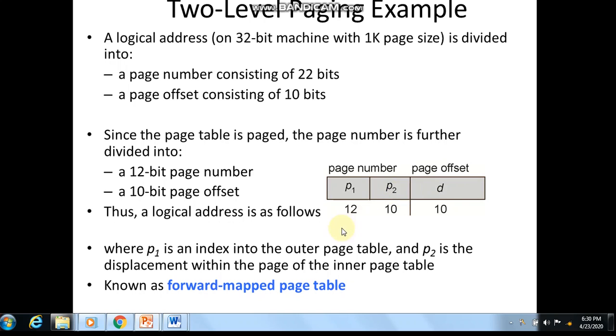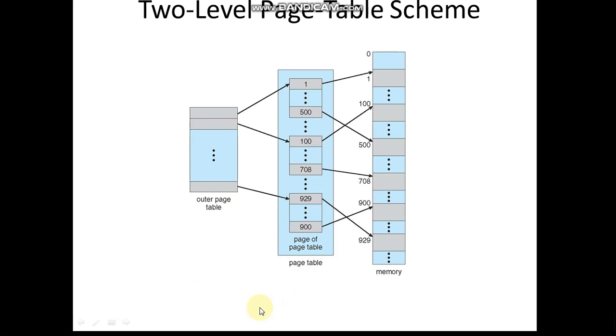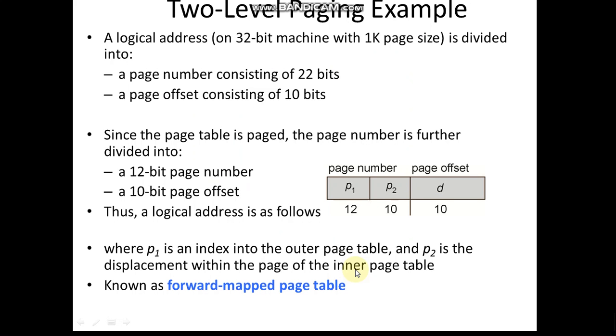So if I have a 32-bit machine address, this is how it is broken into: 12 plus 10 plus 10. The page number is divided into two parts. This is the page number to access the outer page table. This is the page number to access the inner page table, the second-level page table. So P1 is the index into the outer page table, and P2 is the displacement within the page of the inner page table. This is known as a forward mapped page table.